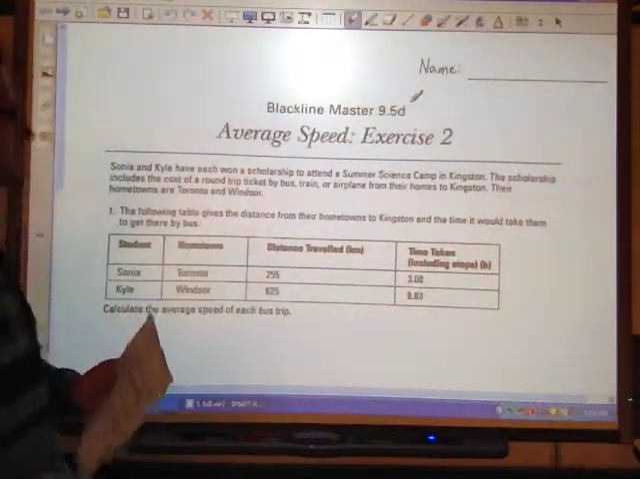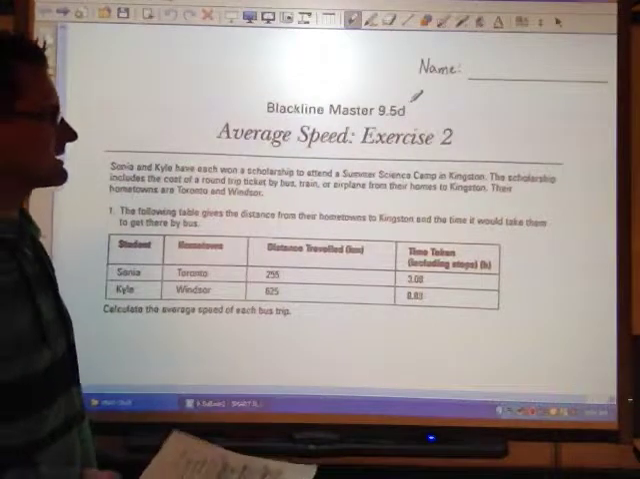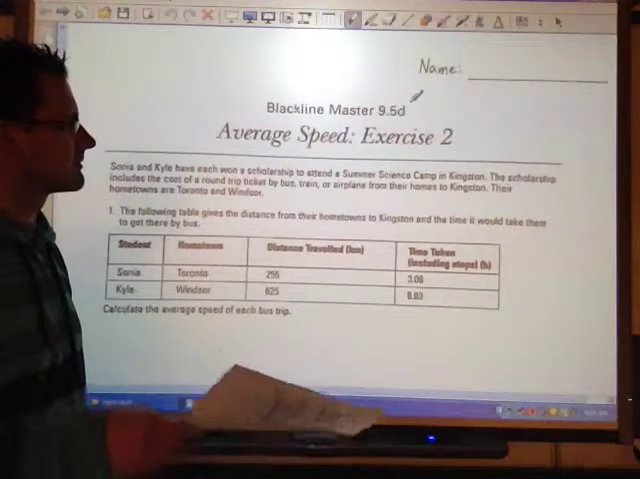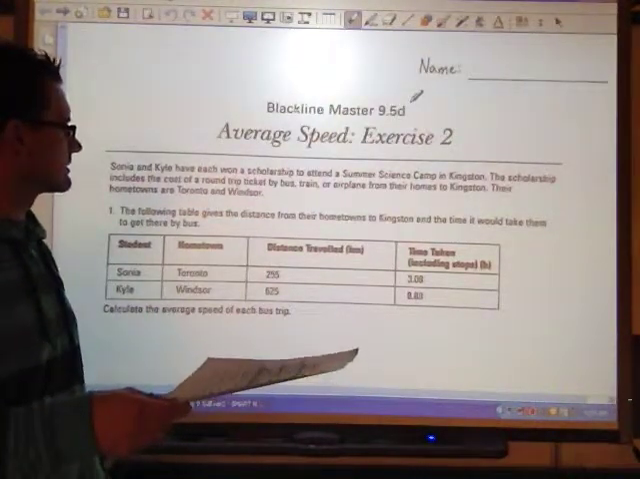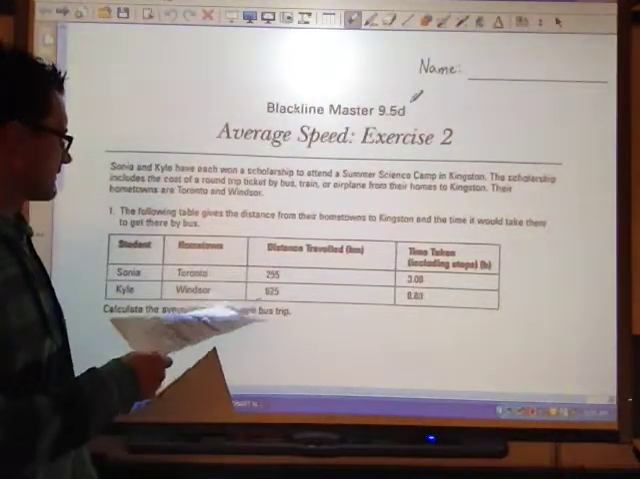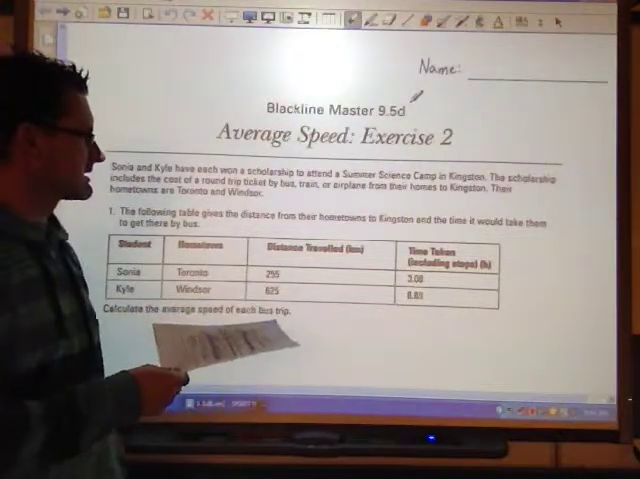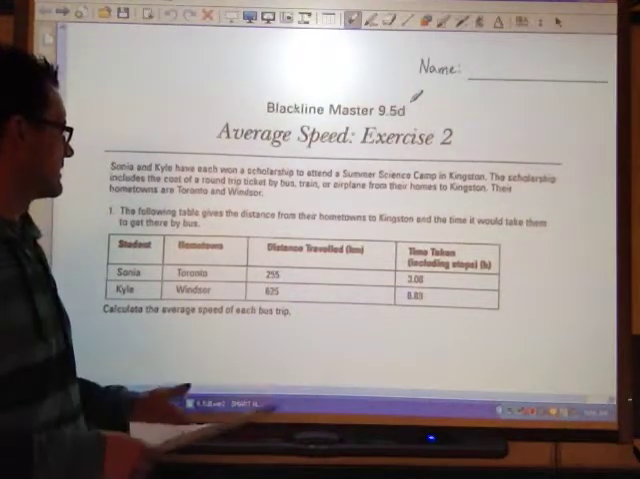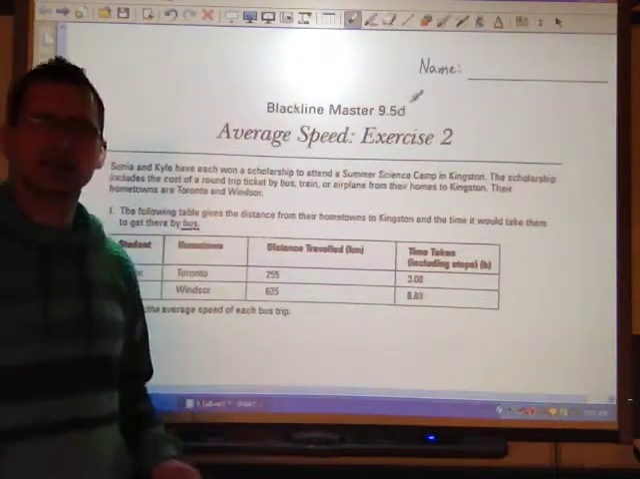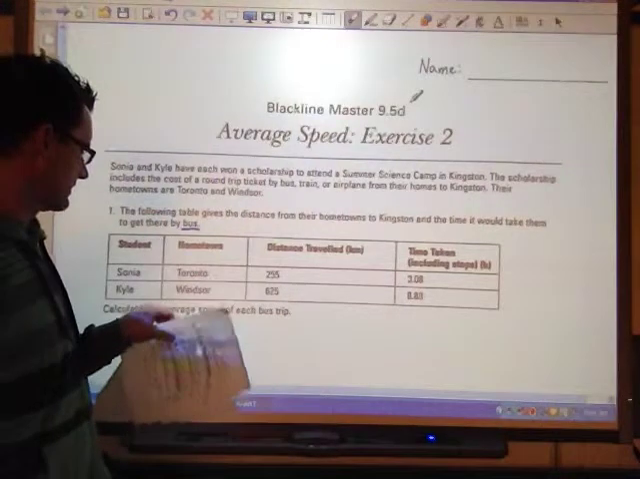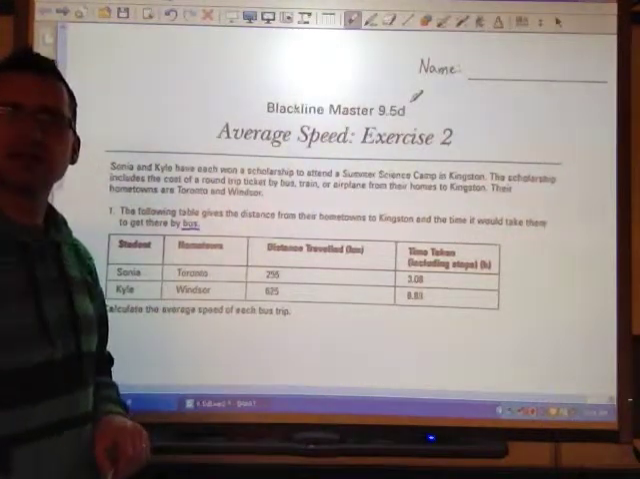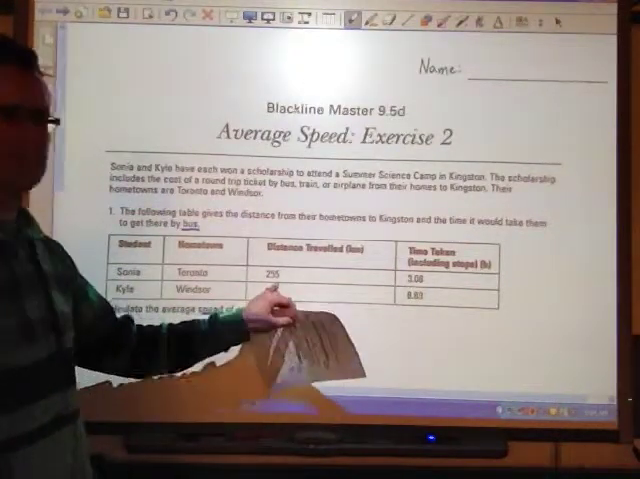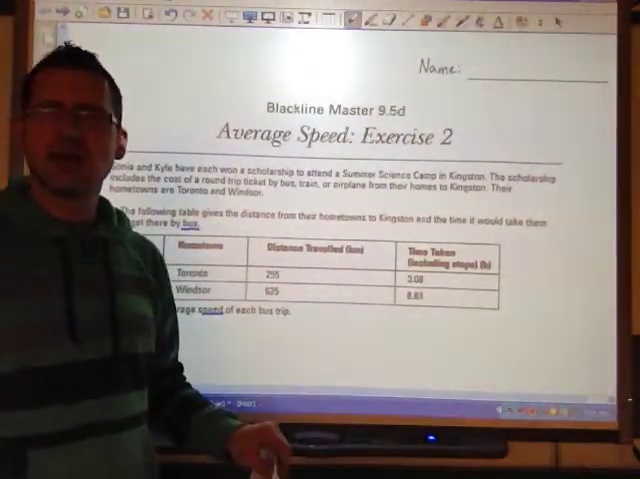Sonia and Kyle have each won a scholarship to attend a summer science camp in Kingston. The scholarship includes the cost of a round-trip ticket by bus, train, or airplane from their homes to Kingston. Their hometowns are Toronto and Windsor. So we have some data here. The following table gives the distance from their hometowns to Kingston and the time it would take them to get there by bus. And I want you, in the question, to calculate the average speed. So you're given distance, time, asked to find speed.